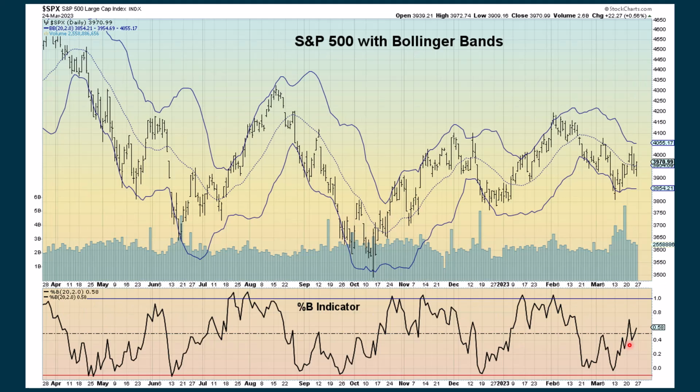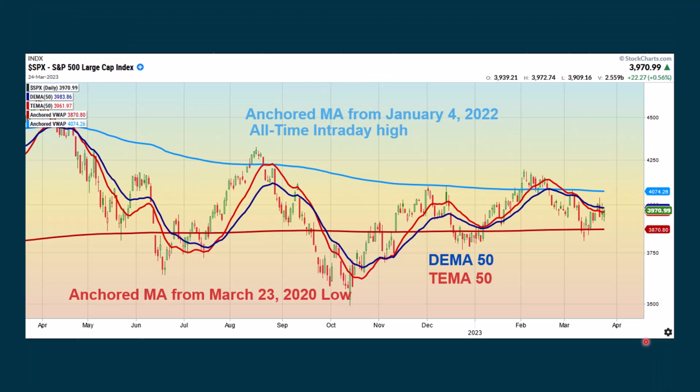The percent B indicator measures when we go outside of the upper or lower Bollinger Band. And also, when we're above this dash line and advancing, that's more positive. Here's a 50-period double and exponential moving average. I also have the anchored moving average going to the all-time high plotted on here, as well as an anchored moving average from the low set in March 2020. We're right about in the midpoint with the 50-period moving averages, so we're at that equilibrium point.